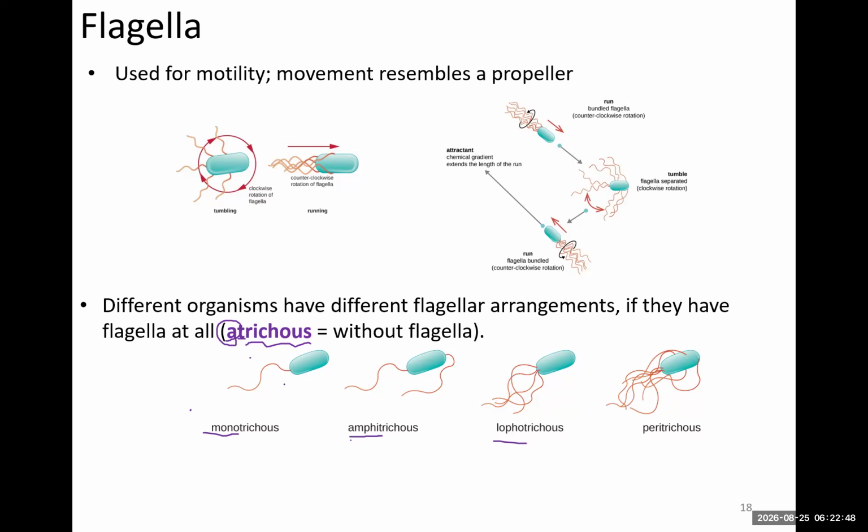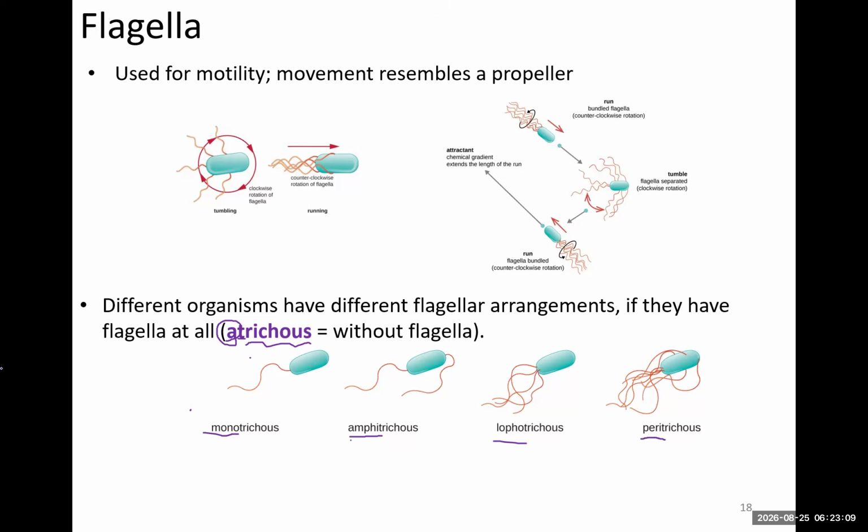And notice with these three, the flagella are located at the polar ends of the bacterium. And then peritrichous, I remember this one because the flagella is just covering all over the bacteria, so it looks hairy. So I think of it as hairy peri.